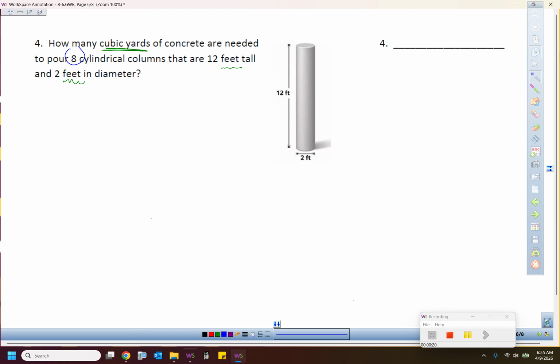Of course, since they want it in cubic yards, our best move is to change our dimensions into yards first. Since there are 3 feet in a yard, we'll divide 12 by 3, and the height will be 4 yards. And then remember, we just need the radius, which is 1 foot, because the diameter is 2. But to change that into yards, the radius is really 1/3 of a yard.